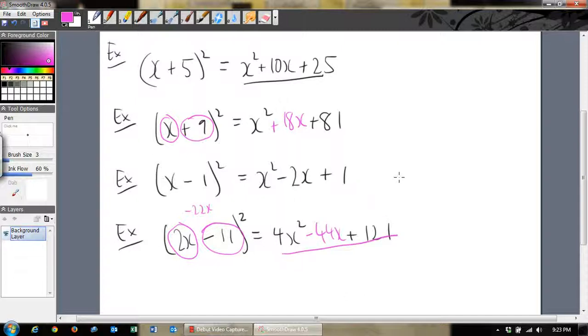Okay, get some practice with those. They can be tricky, but if you get them, it saves you heaps of time later on in your math.